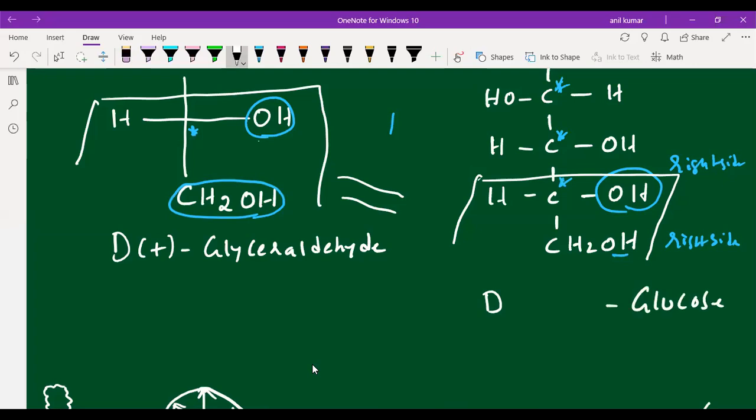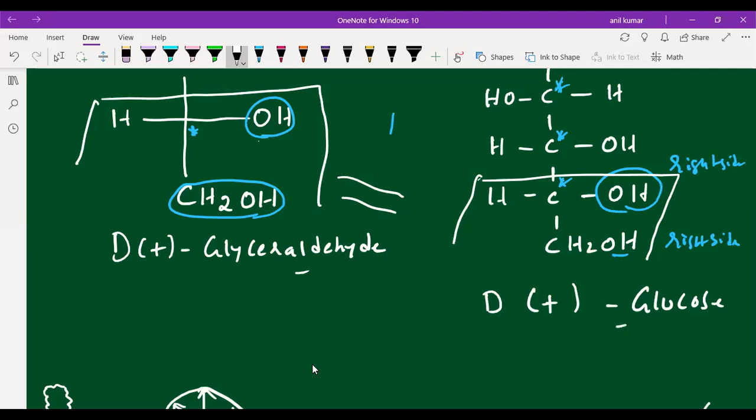Next, we have to assign the sign. Which sign do we have to assign, plus sign or minus sign? We have to assign plus only for this one because glucose is a dextrorotatory compound. Understood, students? So by seeing the OH group of the last asymmetric carbon to the CH2OH, we are assigning the configuration. So now we can see that it is D plus glyceraldehyde as well as D plus glucose.